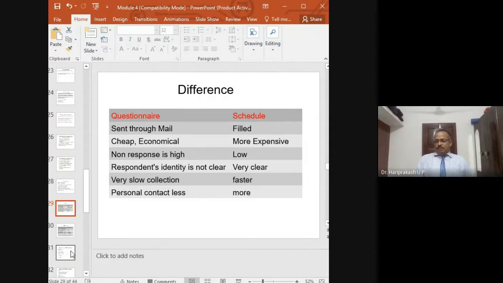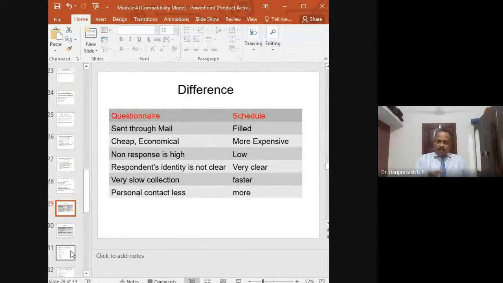On the left side we have the features of the questionnaire, on the right side we have the features of the schedule. Normally a questionnaire is sent through mail. In the majority of cases the questionnaire is sent through mail, as we have the convenience of the internet and social media, so it can be very easily sent. But schedules cannot be sent like that. Schedules are hard copies carried by the enumerators. They are filled personally by the enumerators by asking the respondents the questions. So in that way, it is different.